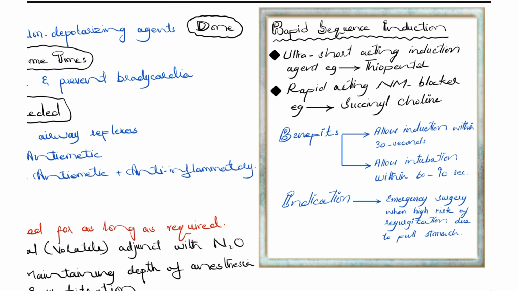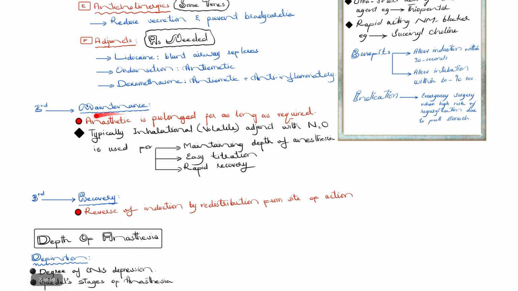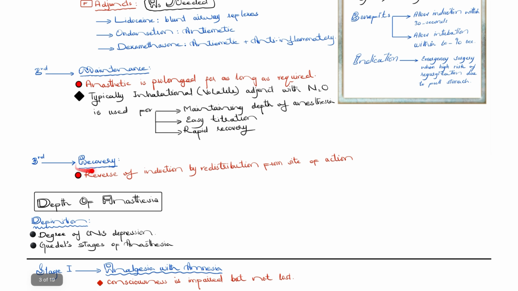So the second phase of anesthesia is maintenance. The anesthetic state is prolonged for as long as required. Typically, we use a volatile type of inhalational general anesthetic combined with a gaseous type of inhalational general anesthetic like nitrous oxide, and it is used for maintaining depth of anesthesia with easy titration and rapid recovery. And the third phase of anesthesia is recovery, meaning the reverse of induction by redistribution from the site of action.